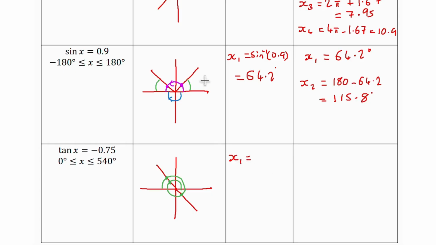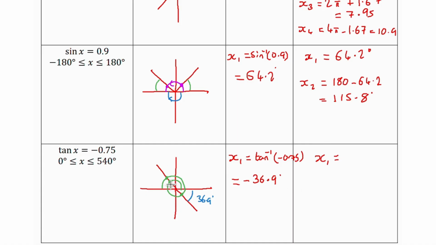To find the first one, I'm going to do tan inverse of minus 0.75, which gives me an answer of minus 36.9 degrees. That's not actually one of the answers in what I need. That's telling me that this angle here is 36.9 degrees, but minus 36.9 is not in my domain. So now I'm going to have to work out all of them from there.